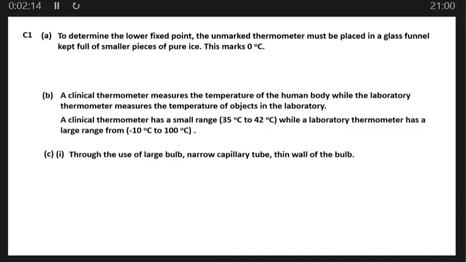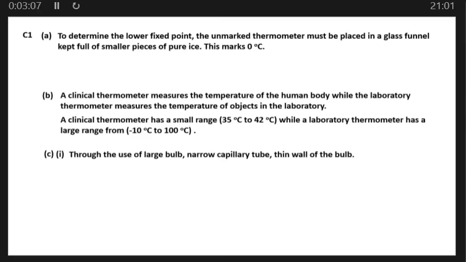When you use a large bulb, it is exposed to a larger surface area for conduction, so it can conduct heat very quickly, and enough heat for it to respond. Then the narrow capillary tube: the capillary tube must be narrow so that any slight movement or expansion of whatever liquid is being used can be seen. The other one is the thin wall of the bulb. The large bulb must have a thin wall to allow quick transmission of heat from the outside into the inside of the bulb.